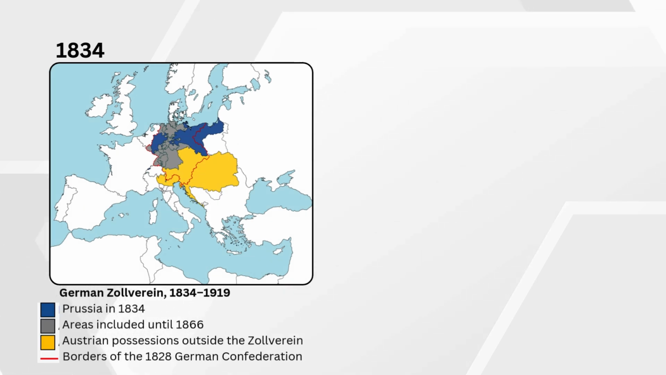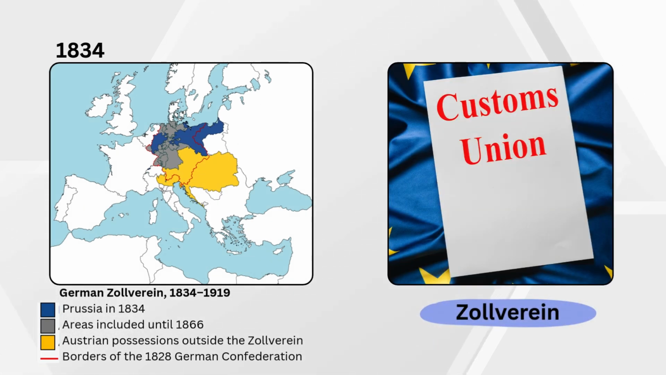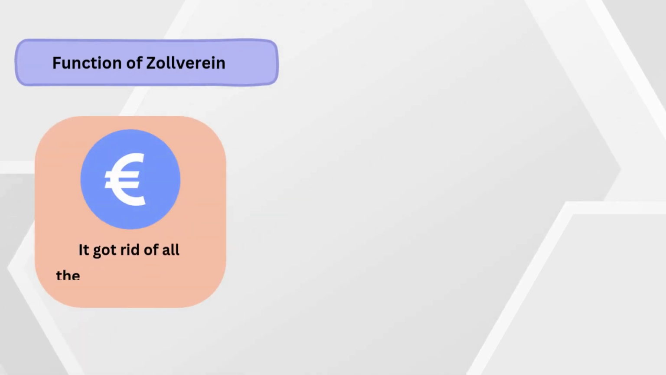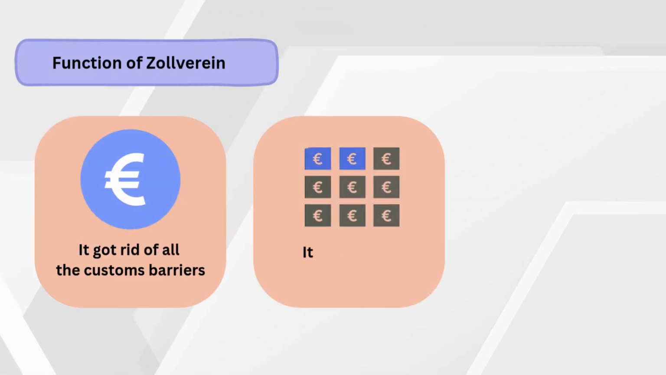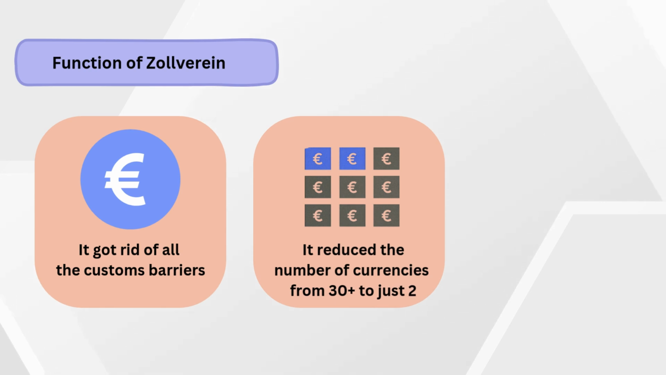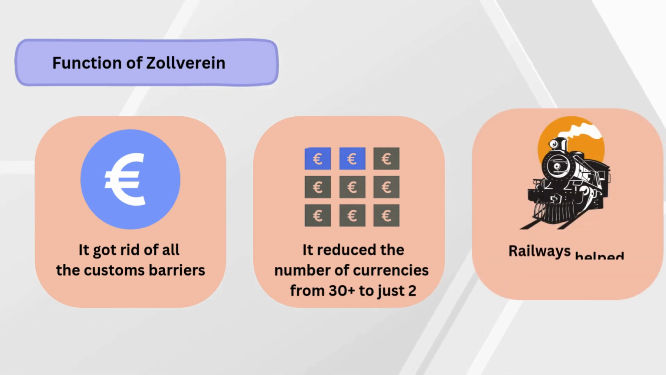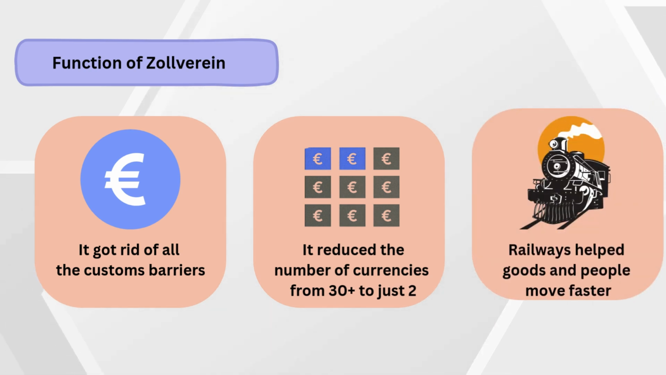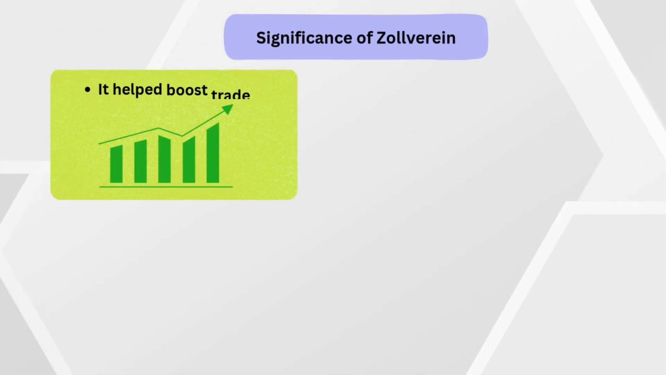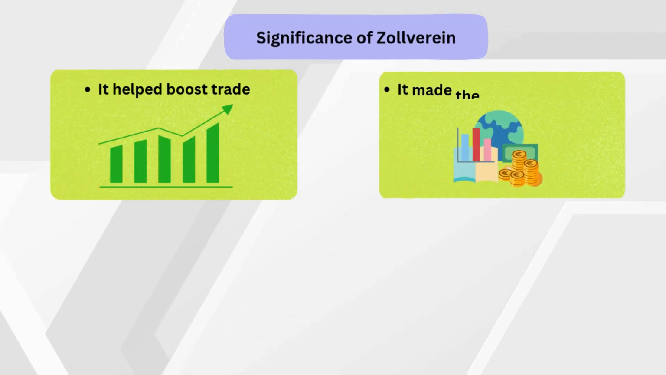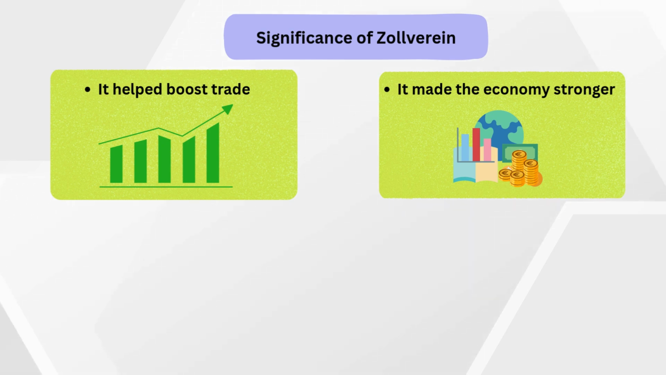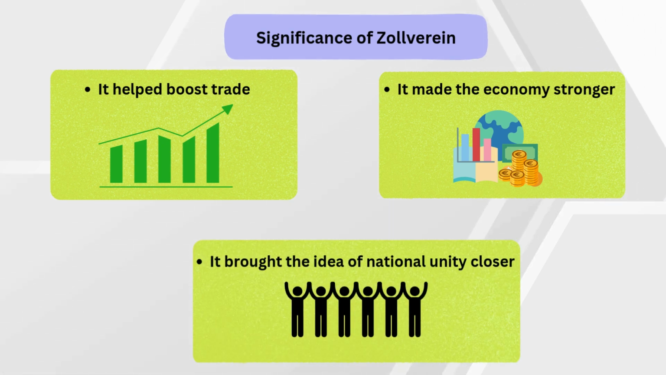So what did they do? In 1834, the state of Prussia took the lead and helped form the Zollverein, or custom union. This was a big step forward. It got rid of all the custom barriers. It reduced the number of currencies from 30 plus to just 2. And later, railways helped goods and people move faster. All of this helped boost trade, make the economy stronger, and most importantly, it brought the idea of national unity closer.